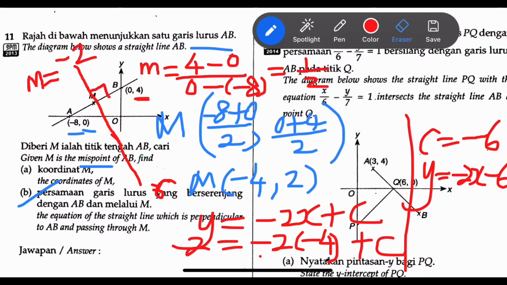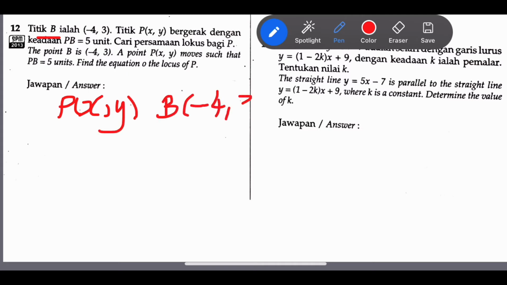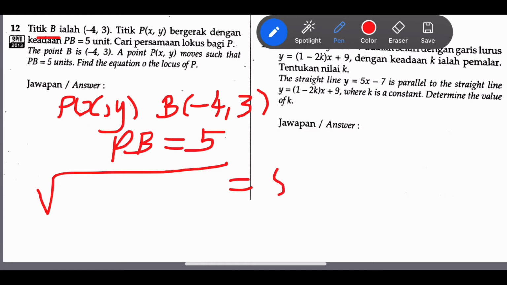Alright, so this is a very popular question in the coming trial exam. Now let's proceed to the next question. Now the point B is negative 4, 3, right? Find the equation of the locus of point P. So the point P is a moving point and the point B is a fixed point, negative 4, 3. And the condition is PB equal to 5 units.